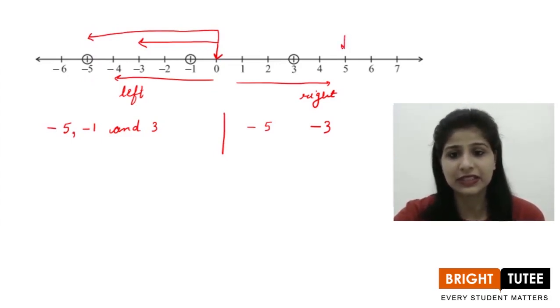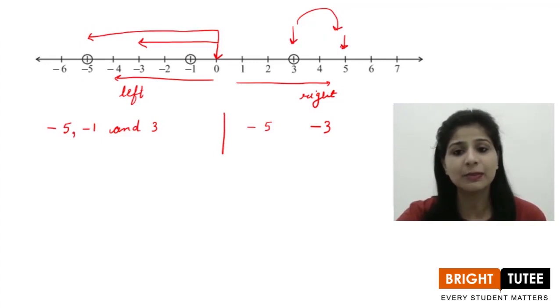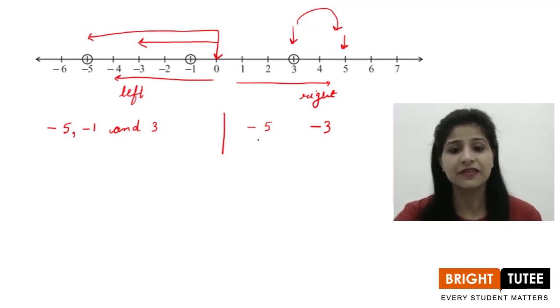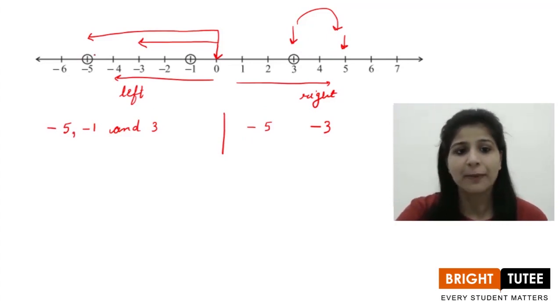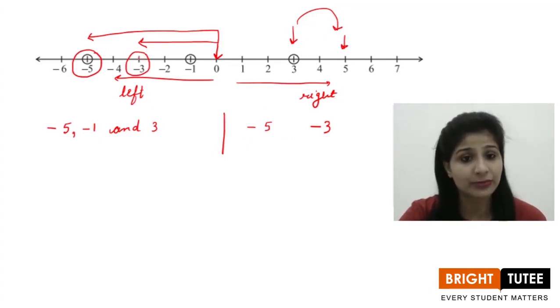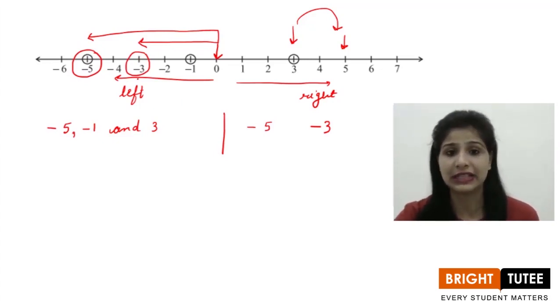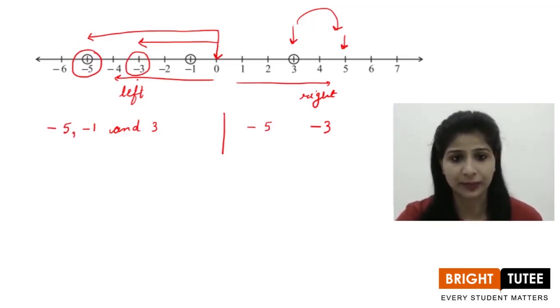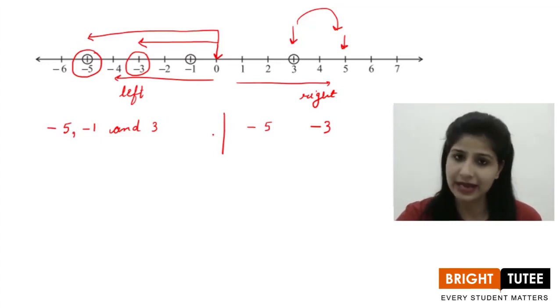As you can see, this is 5, this is 3. Which one is greater? The number which is on the right side, that means 5 is greater, and 3, which is on the left of 5, is smaller. Same way, -5 is on the left of -3, so -5 is smaller than -3. As we move towards left, the numbers become smaller. So -3 is the greater out of -5 and -3.